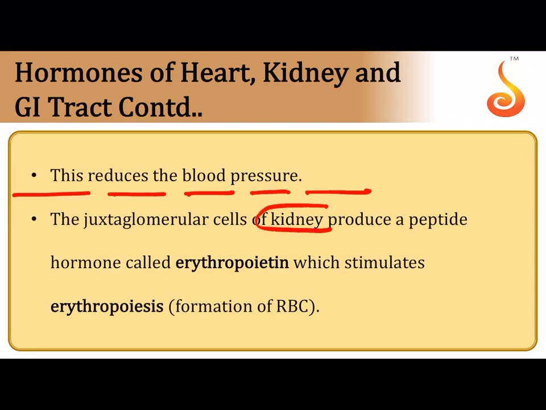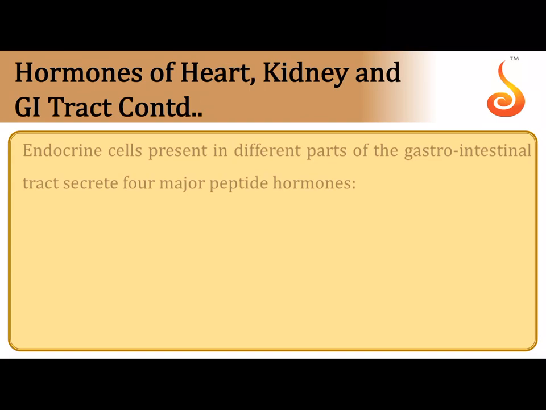And then we have the hormone of your kidney. Your kidney releases a hormone called erythropoietin, and this erythropoietin will stimulate the formation of RBC in your bone marrow. This process where RBCs are produced is referred to as erythropoiesis.